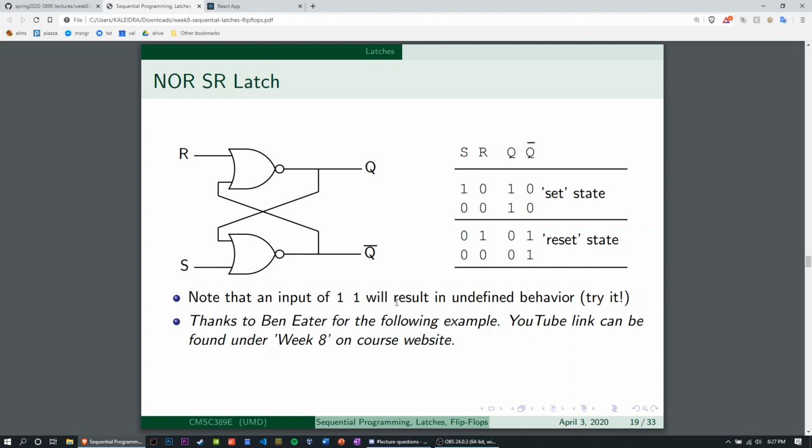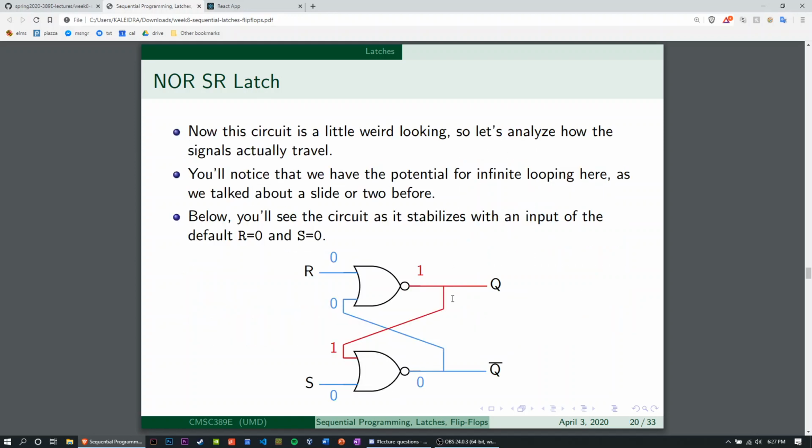In other words, I think for official truth tables online, it literally says undefined. So yes, that's the little fun fact there. But we always want to be giving one input at a time.